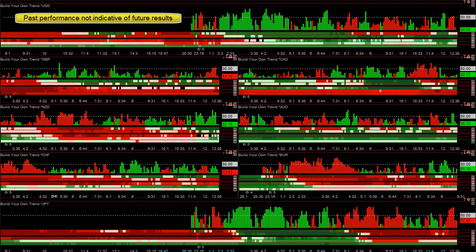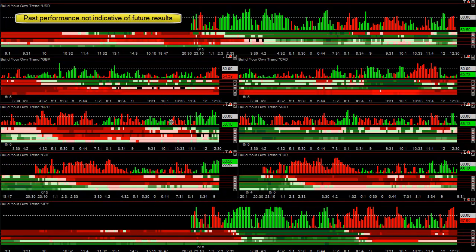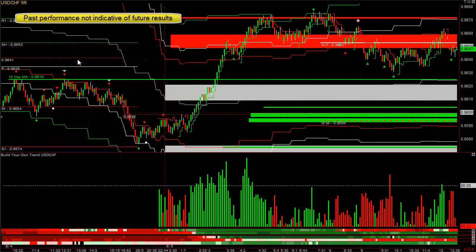Another of the ones that was weak last night was the Swiss. So you buy the dollar versus the Swiss. Now, the key to trading is small losses, big wins. You're not always going to have huge wins. In this case, the market just took off.